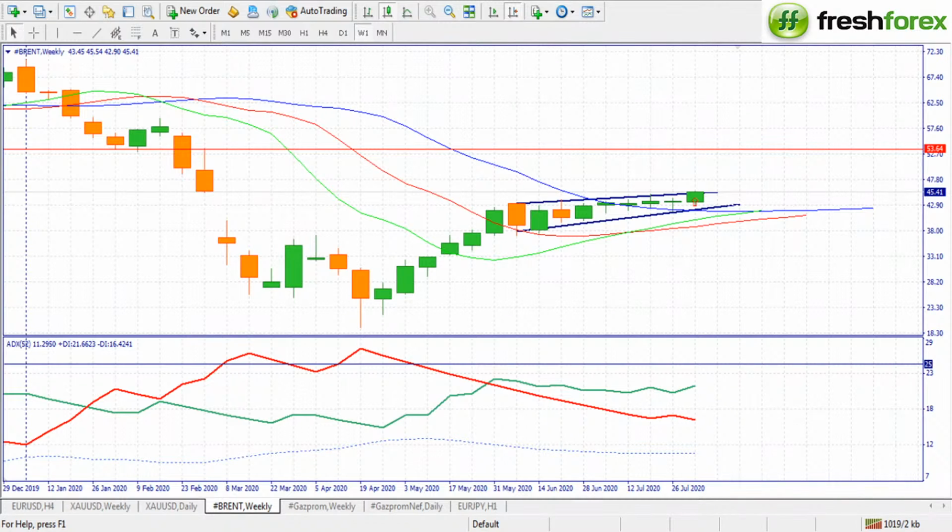So that's according to the weekly. As you can see so far, from the daily chart, we do expect a move to the upper side. From the weekly chart, we still expect a move to the upper side. So let's see what we have on the monthly chart.